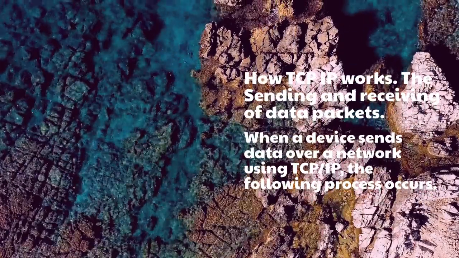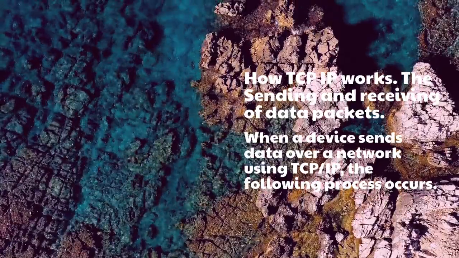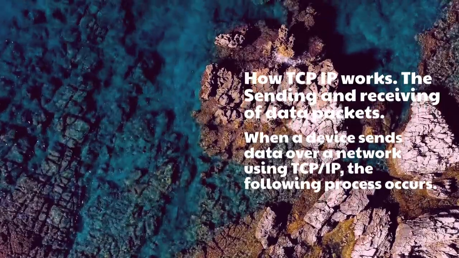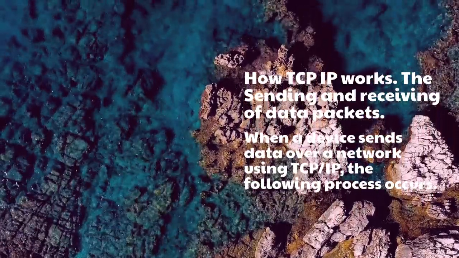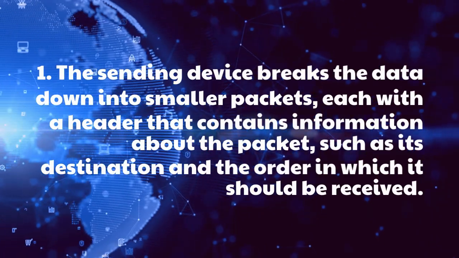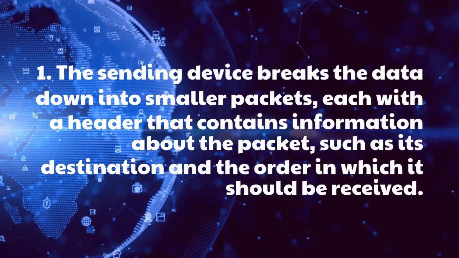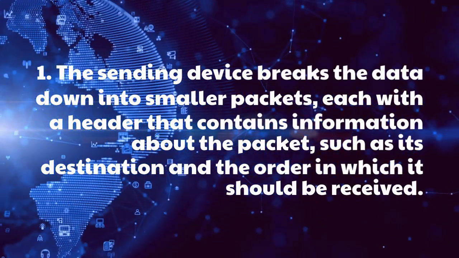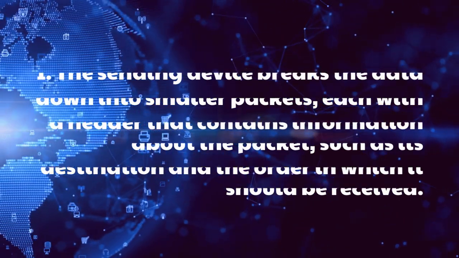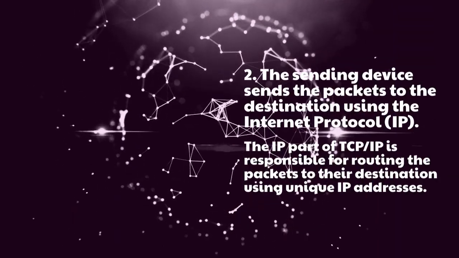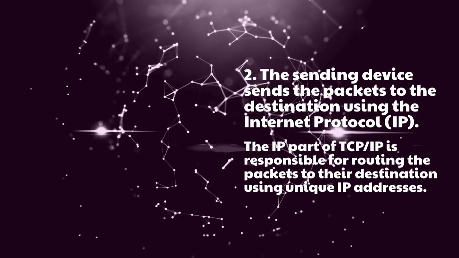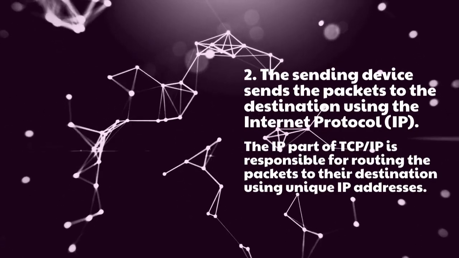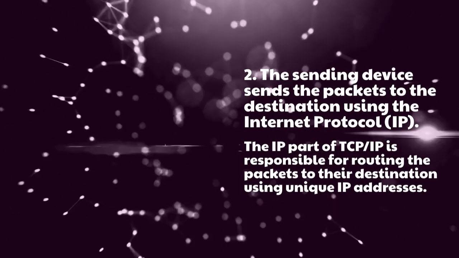How TCP/IP works: the sending and receiving of data packets. When a device sends data over a network using TCP/IP, the following process occurs. 1. The sending device breaks the data down into smaller packets, each with a header that contains information about the packet, such as its destination and the order in which it should be received. 2. The sending device sends the packets to the destination using the Internet Protocol, IP. The IP part of TCP/IP is responsible for routing the packets to their destination using unique IP addresses.